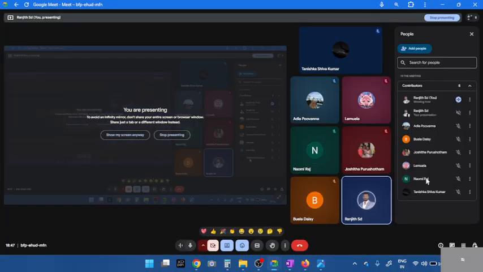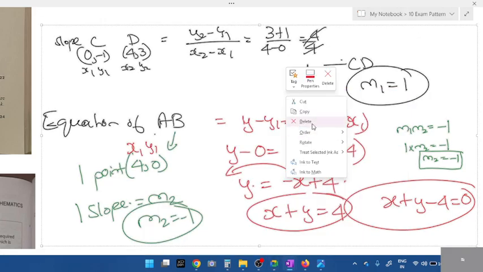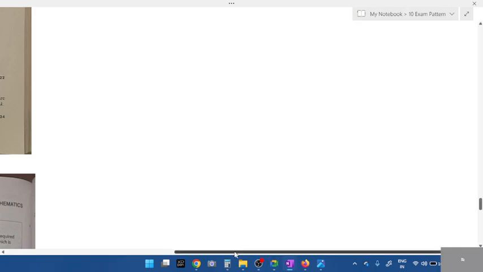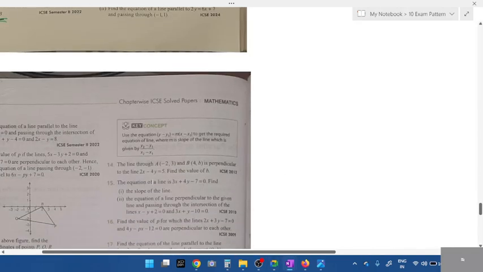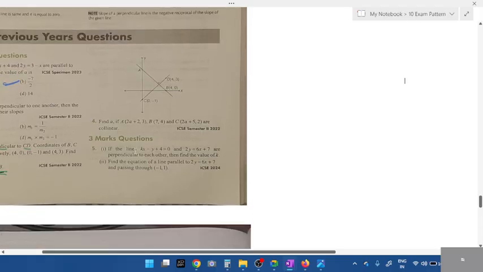Response, students, clear? Okay. Next, we'll solve one 4 marks question. 3 marks, 4 marks. Look at this 3 marks. Fifth question. Fine. I'll tell you in a short way.